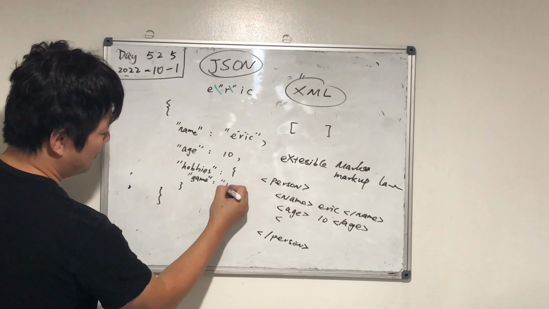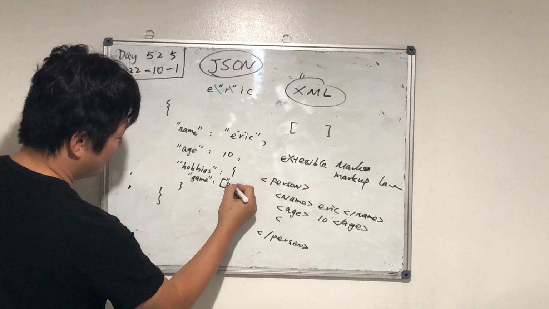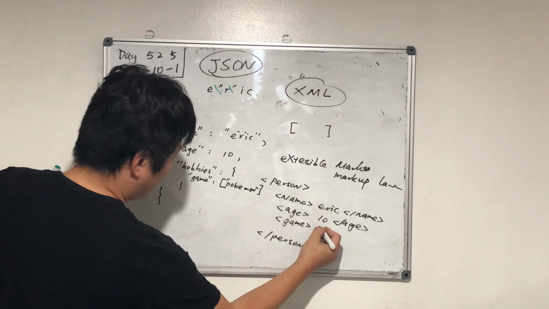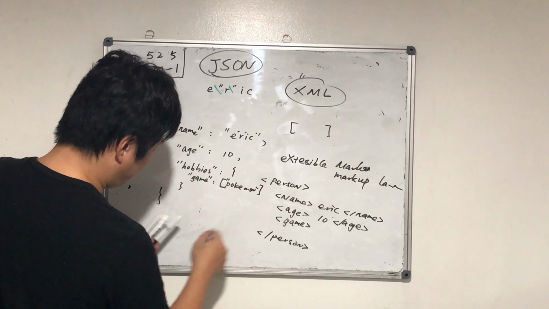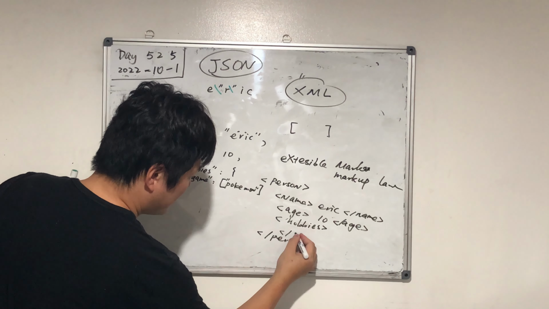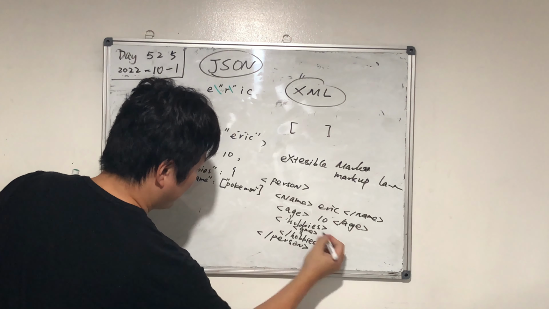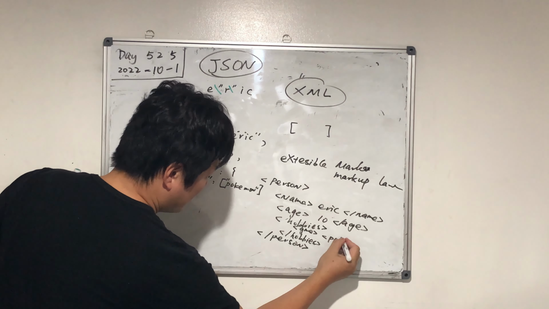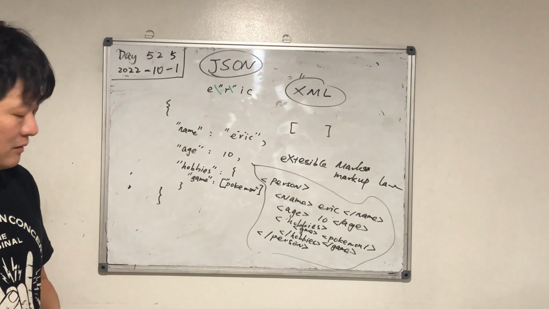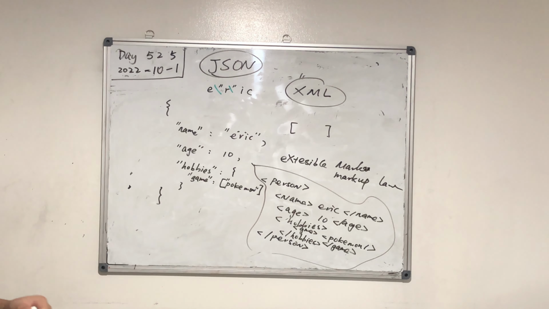I don't know what game you like. Pokemon. So it could be Pokemon: hobbies, game, Pokemon. I'm running out of space. This should be hobbies, and then close hobbies, and game. So we have Pokemon. Okay, I need to close it. Eric is 10 years old, and his hobbies are games, Pokemon.